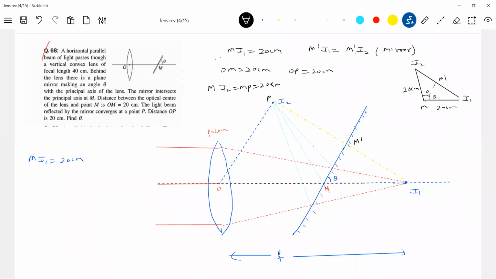We get some sort of equilateral triangle, no? So therefore what can be this angle? Alpha, alpha, alpha. It's an equilateral triangle. OM is equal to MP is equal to OP is equal to 20 centimeters. So therefore alpha should be 60 degrees.